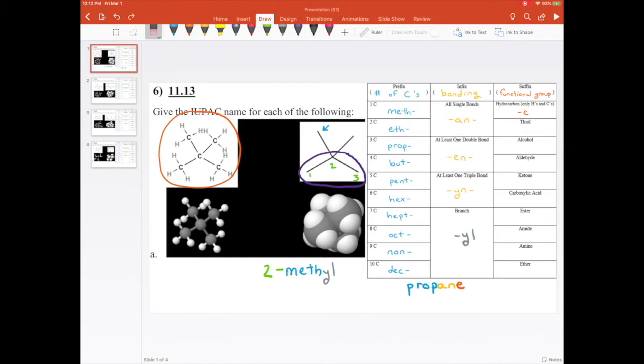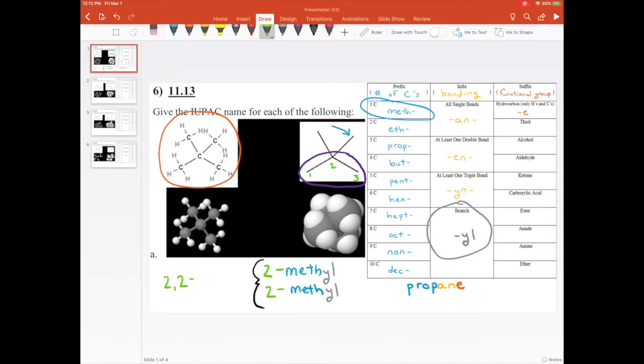So now let's name the other branch, this one on the right. That's attached to carbon 2 also. Always between numbers and letters goes a dash. There's only 1 carbon in that branch, and the prefix for 1 carbon is meth. Finally, it's a branch, so immediately after that prefix comes the suffix yl. Because these are both the same type of branch, we can smush them together. They're both methyl branches. And so we can take the 2 numbers and separate them by a comma, 2,2.